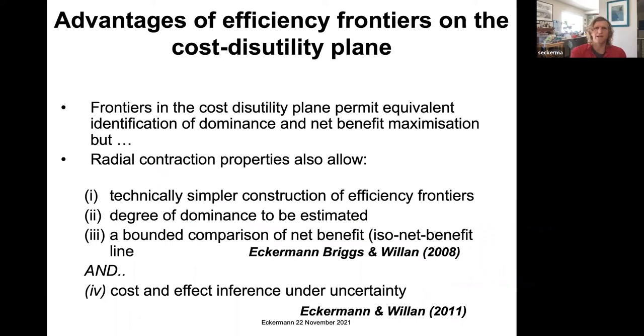So there's a series of advantages of looking at efficiency frontiers on the cost disutility plane. They allow equivalent identification of dominance and net benefit maximization, but we also get technically simple construction of efficiency frontiers. We can now use data envelopment analysis, index methods, stochastic frontier with radial properties to perform those frontiers and measure the efficiency relative to those frontiers. So the degree of dominance or relative efficiency can be estimated. And we've got a bounded comparison of net benefit from those flexible axes. But that's deterministically some advantages. When we look at uncertainty, we also get another series of advantages.